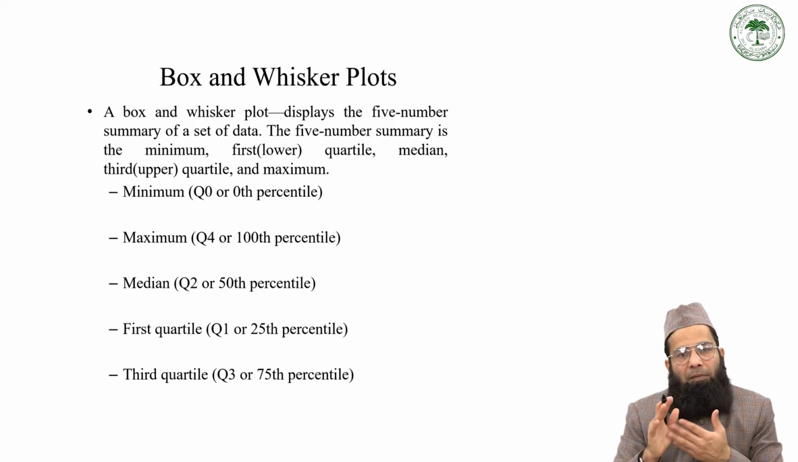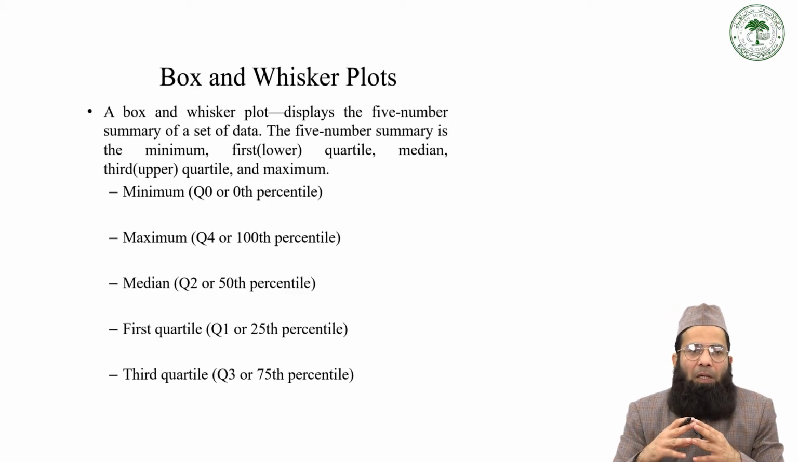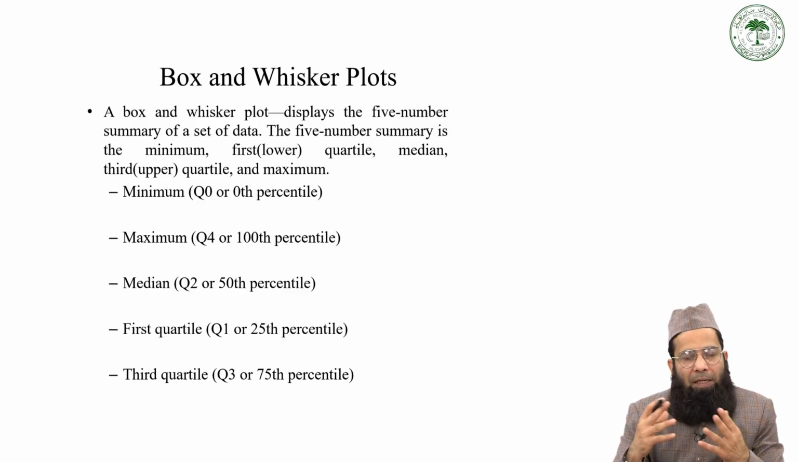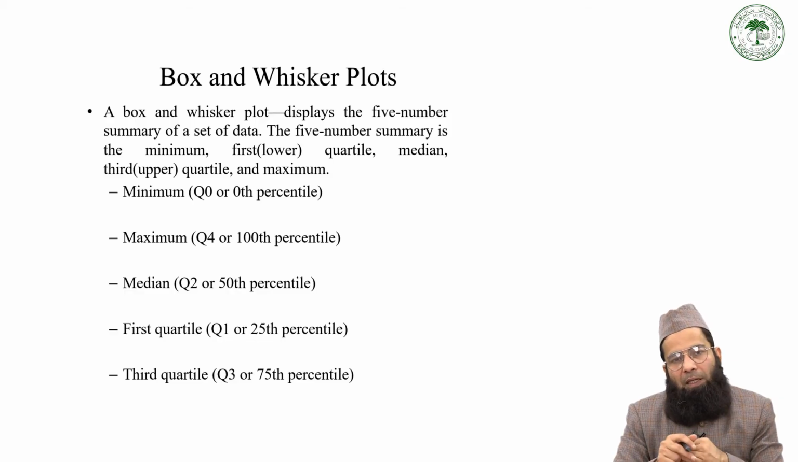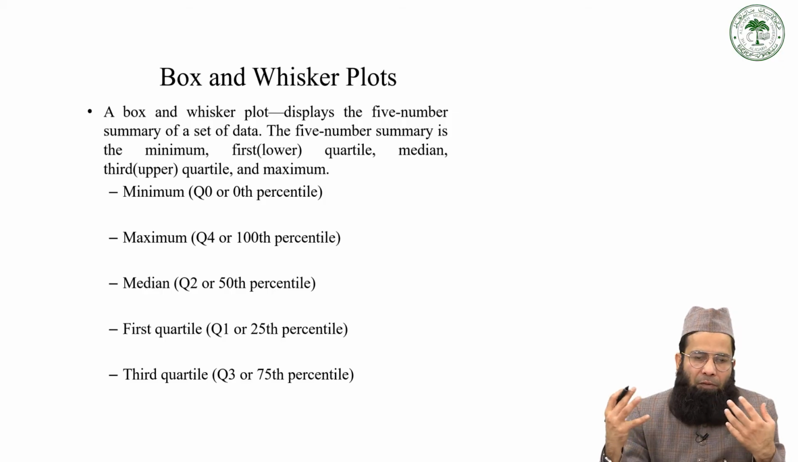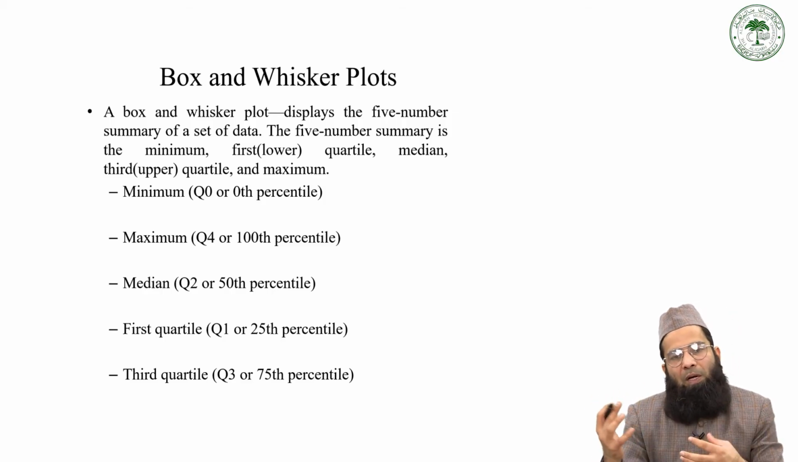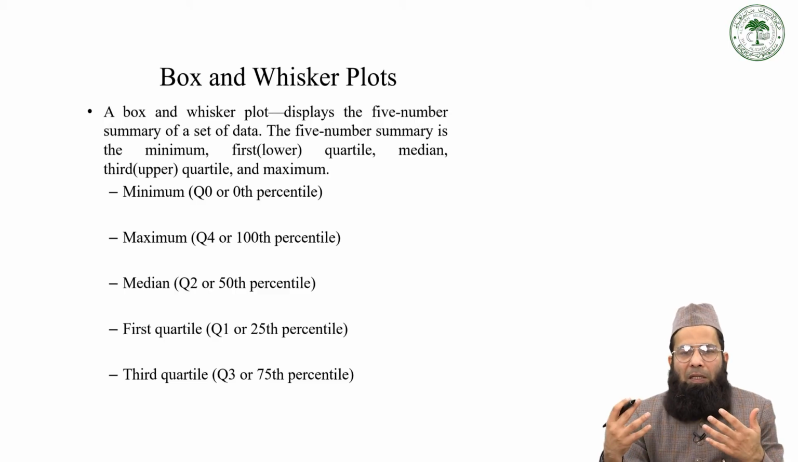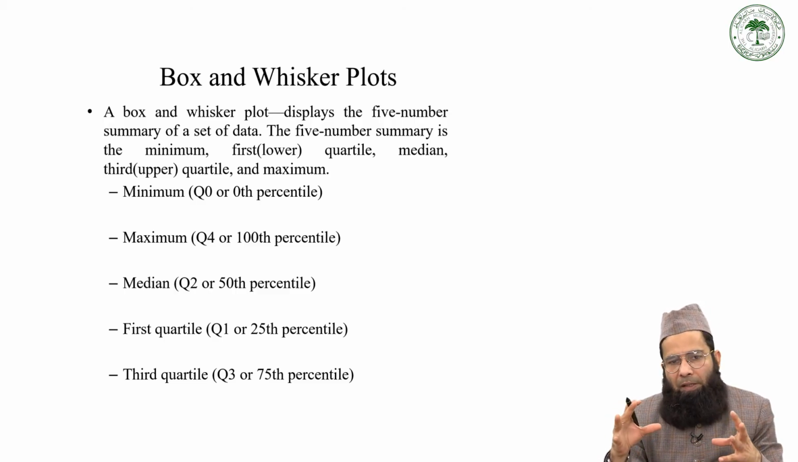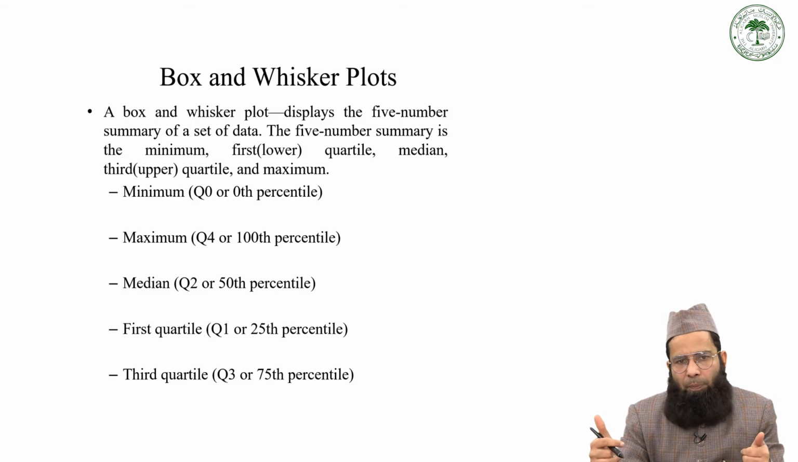Now there is one more type of diagram that is called the box and whisker plot, and this will again come under descriptive statistics. Using the box and whisker plot we can find out the minimum value and maximum, median, first quartile, third quartile. These values can be observed by looking at a single plot, that is the box and whisker plot.